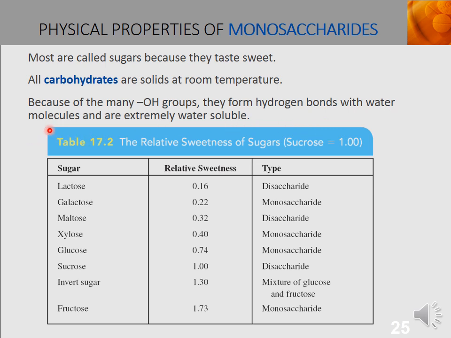xylose is 0.4, a monosaccharide, glucose is 0.74, a monosaccharide, sucrose is 1, a disaccharide, invert sugar 1.30, a mixture of glucose and fructose, and fructose 1.73, a monosaccharide. The sweetest sugar is fructose because its relative sweetness is 1.73 and it is a monosaccharide. Fructose is greater in sweetness as compared to other sugars.